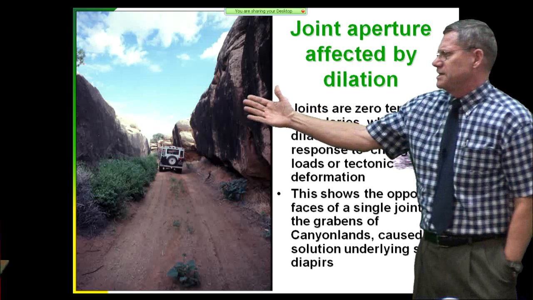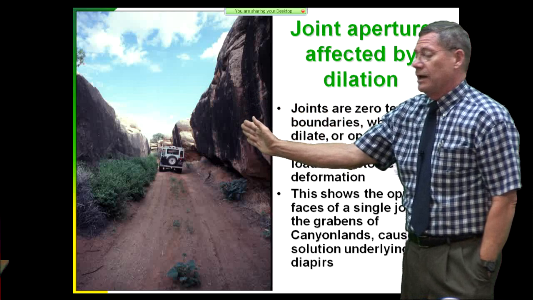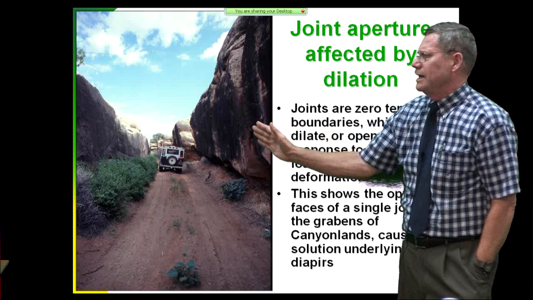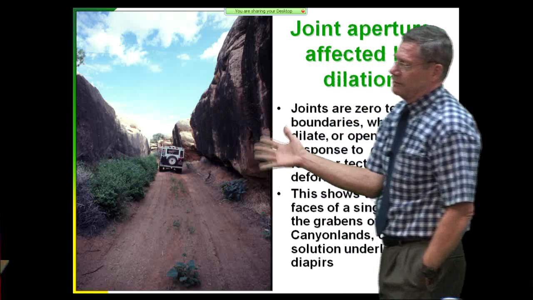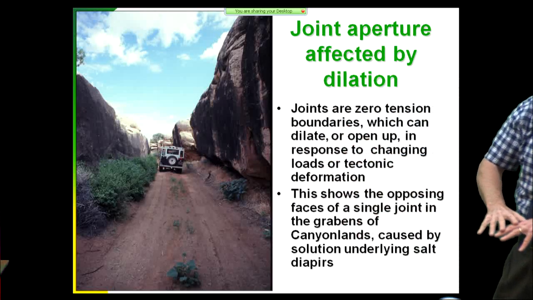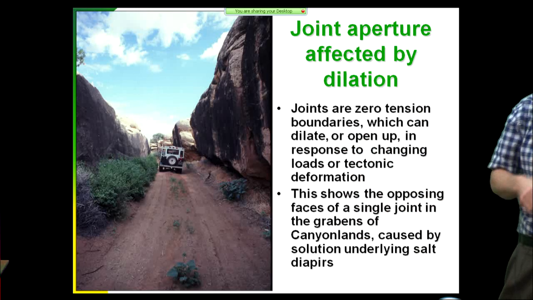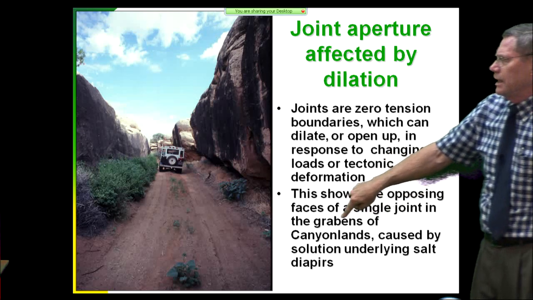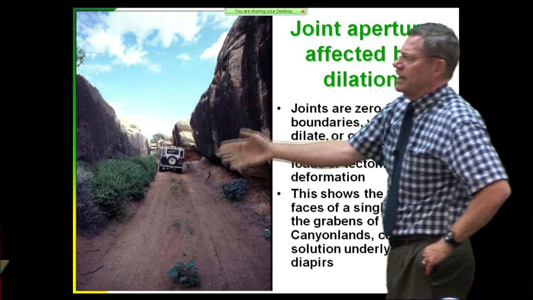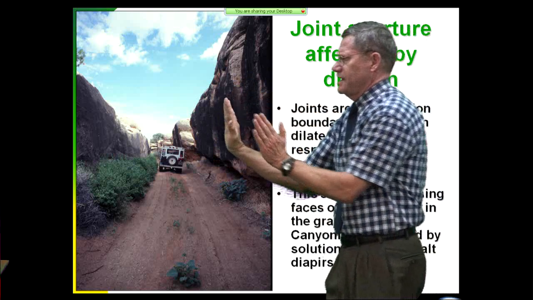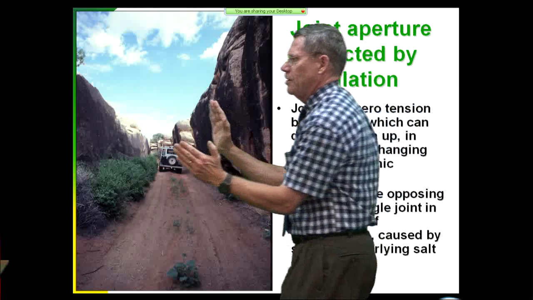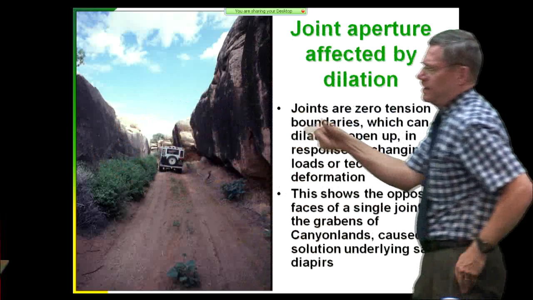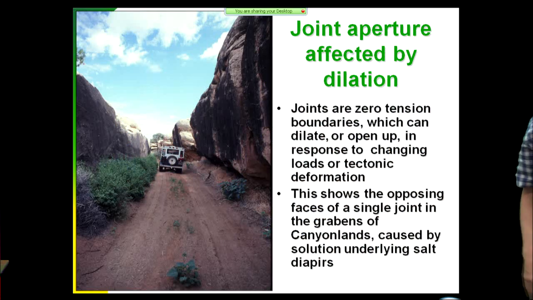Now, years later, I saw this same kind of structures in Iran in the Zagros Mountains near Reza Shah Kabir, which is now called Karun Dam. Same kinds of features from the mobilization of salts from underlying formations being dissolved away and taken away. So these are opposing faces of a single joint in a graben. And that's a pretty extreme case right there. But you always want to look at both sides and say, do they match up? Can you put them together and match them together? And this one's pretty obvious. Yeah, they do match together.